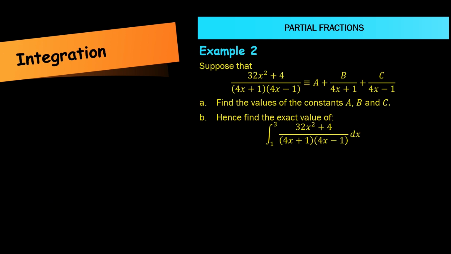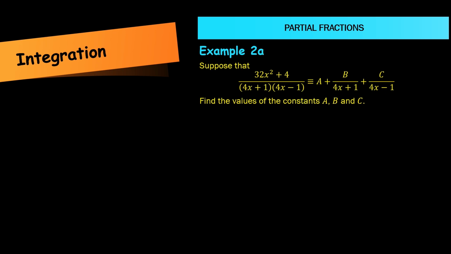Now let's take a look at another example. Pause the video and have a go. Press play when you're ready to view the solution. So let's take a look at part A first. We are required to find the constants a, b and c in the identity shown.